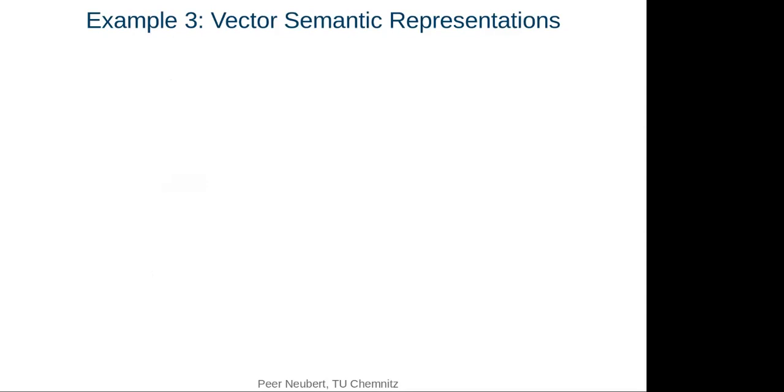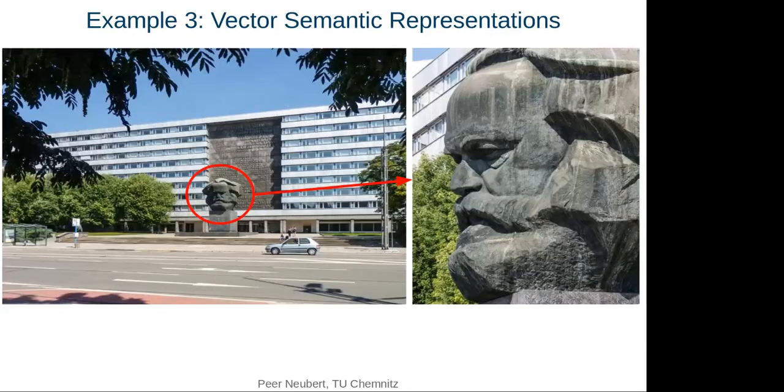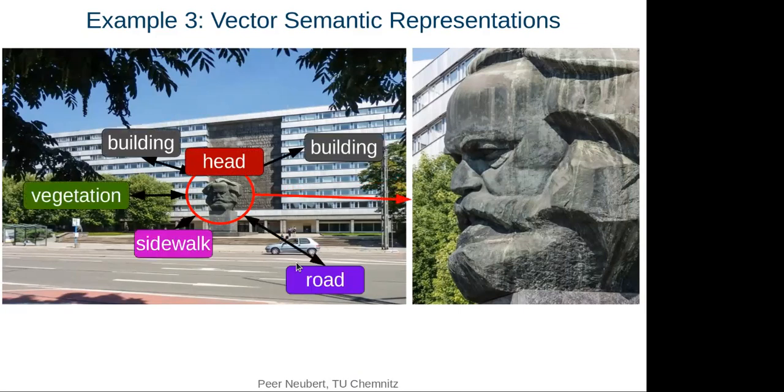Okay, let me talk about the high-level idea of vector semantic representations. So I'm from the city of Chemnitz, and it's very easy to recognize that you're in the city of Chemnitz if you walk across some street and you see a gigantic head of Karl Marx. And this head has no torso, but it's on top of a sidewalk and the road, and there is a building in the background and some vegetation. So if you have this kind of constellation of semantic entities, then it's very likely that you are in the city of Chemnitz, and within Chemnitz you can also localize very well, just based on this constellation of semantic entities.